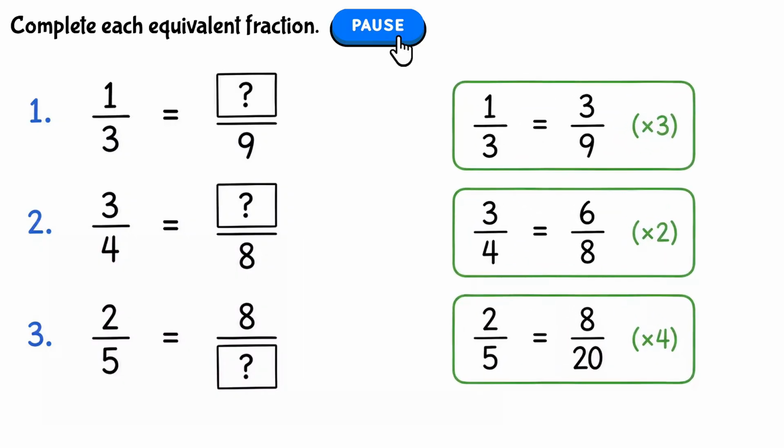So 1 times 3 equals 3. The missing numerator is 3. For number 2, 4 times 2 equals 8. So 3 times 2 equals 6.